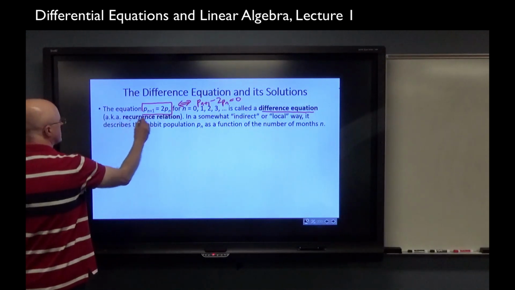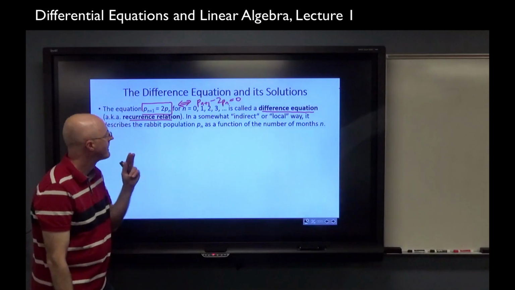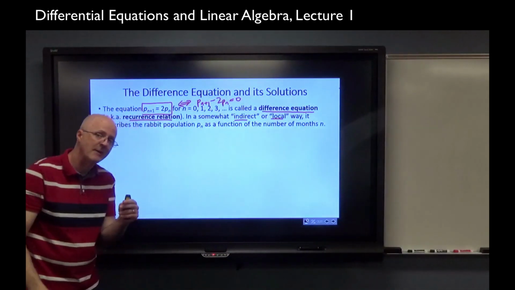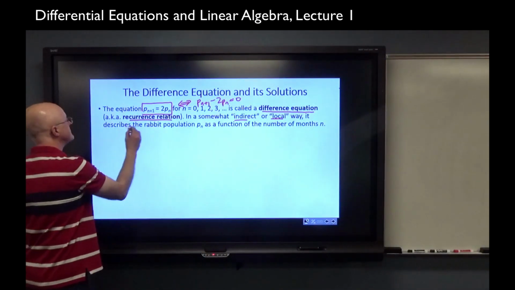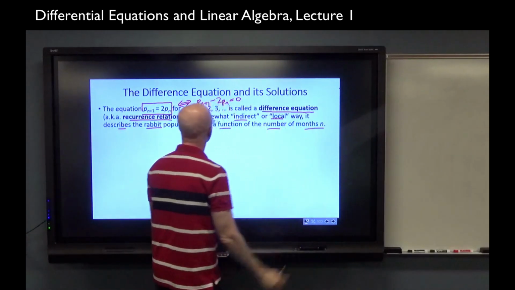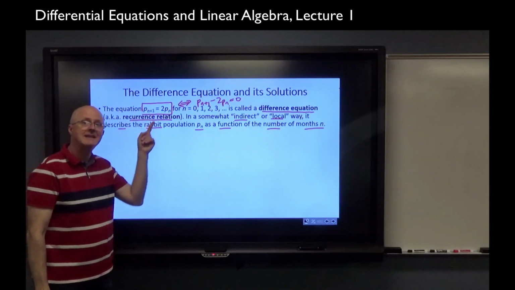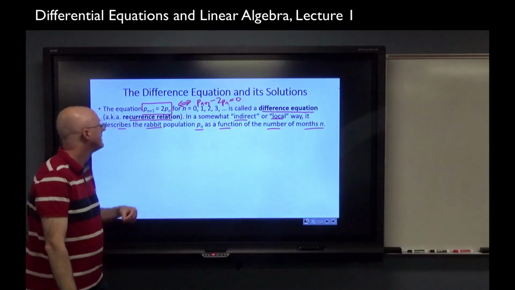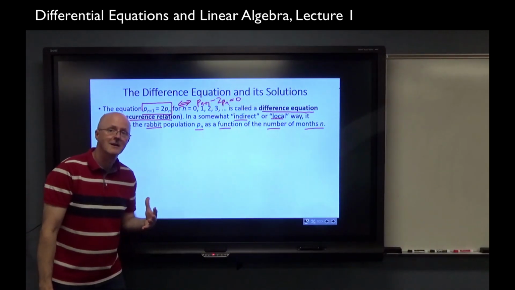It's also known as a recurrence relation. That's another name for it. Pay attention to what I say here. In a somewhat indirect or local way, remember our theme of going from local to global? It describes the rabbit population, P sub n, as a function of the number of months n. How? It's saying to get the population in the next month, n plus 1, the next month after month n, take the population in month n and multiply by 2, double it.